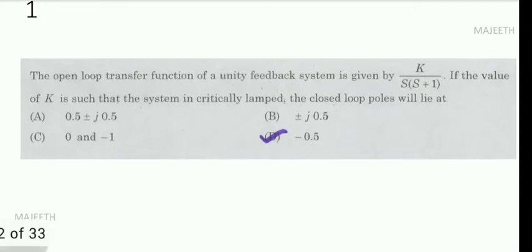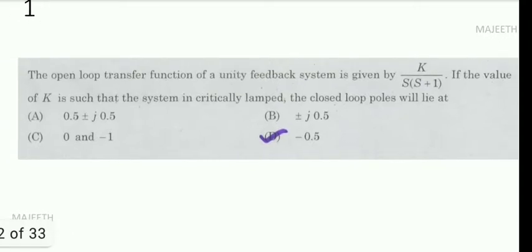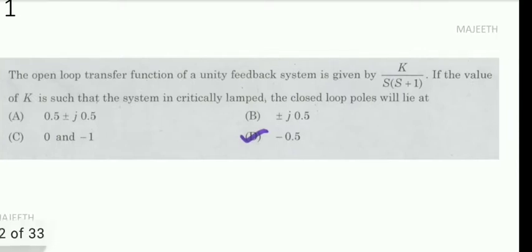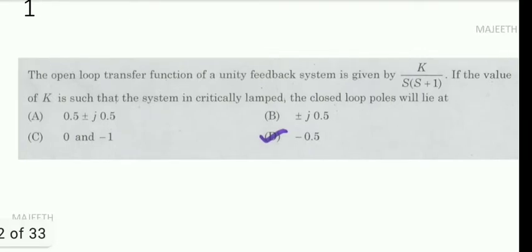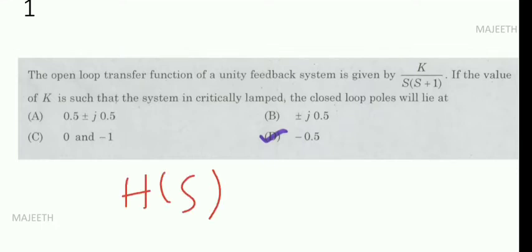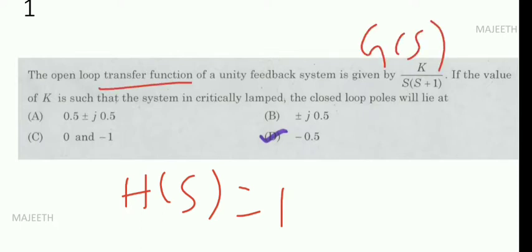The first question is: the open loop transfer function of a unity feedback system is given by k by s into s plus 1. If the value of k is such that the system is critically damped, the closed loop pole will be at. So they have given the open loop transfer function, and it is unity feedback, so H of s is equal to 1. G of s is the open loop transfer function. Now we have to find the value of k such that it should be critically damped.